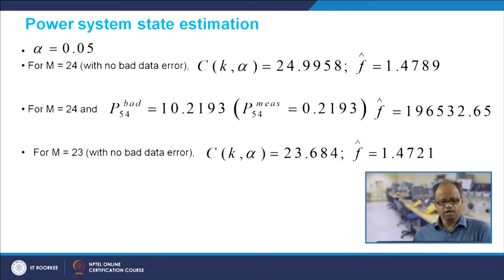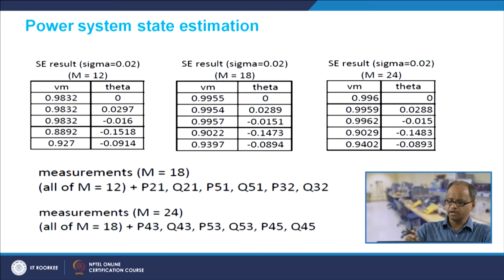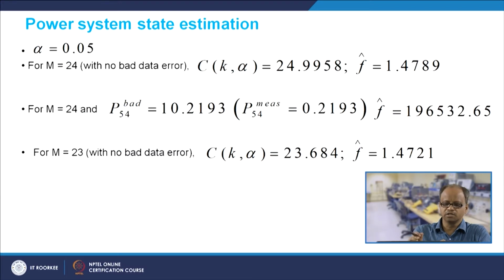Now, if I take m is equal to 24, so that is this. So, therefore, if my m is equal to 24 and my total number of states to be estimated is 9, then my k, that is basically the degree of freedom, is 15. So, k is 15 and alpha is equal to 0.05.